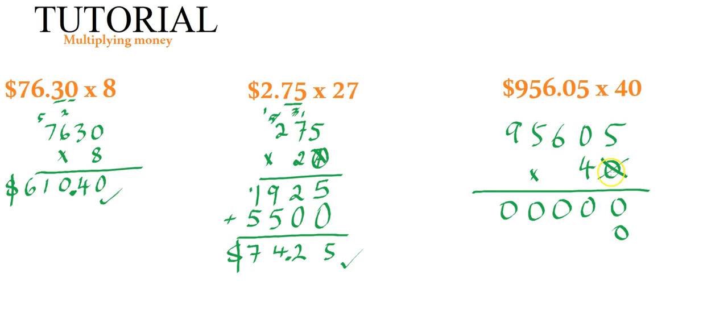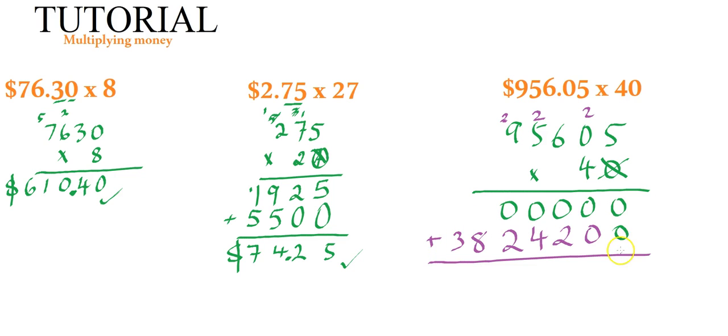So 4 times 5 is 20. 4 times 0 is 0 plus 2. 4 times 6 is 24, so 4 goes here. 2 gets carried to the next place value. 4 times 5 is 20, plus 2 is 22. The other 2 gets carried over. 4 times 9 is 36, plus 2, 38. So now we just add those rows. You'll see it is pretty much the answer right there, but we'll just go through the process.